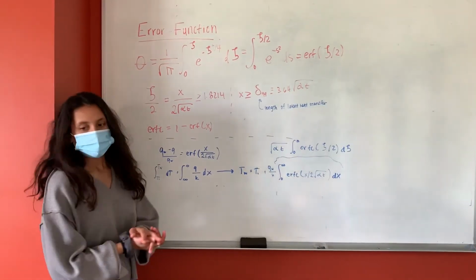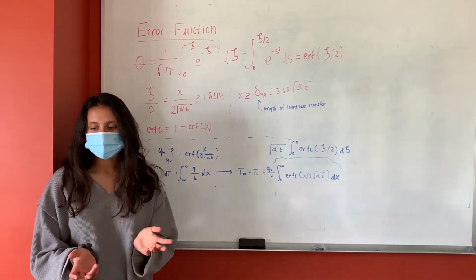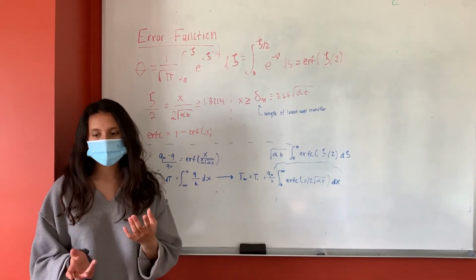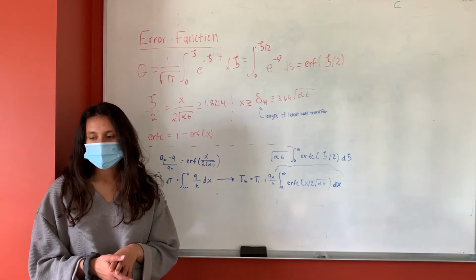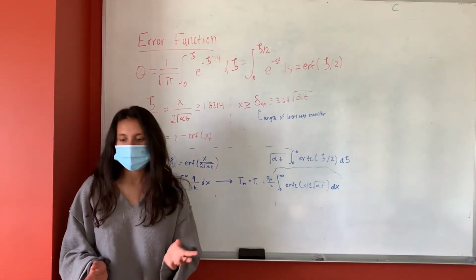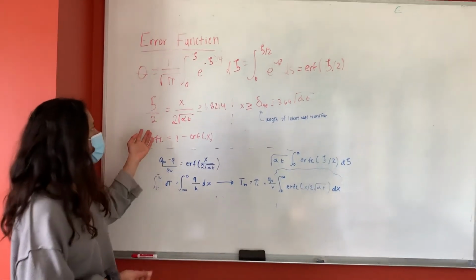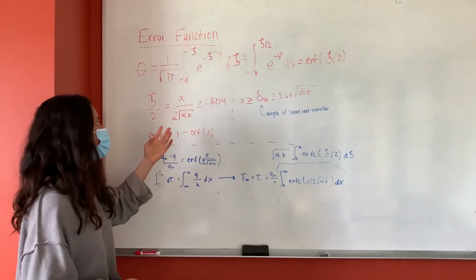Now you might be wondering what zeta is. This can be defined using a similarity transformation that assumes that temporal and spatial changes are relatively similar in this problem. This equates zeta over 2 to be equal to the position over 2 times the square root of alpha time.